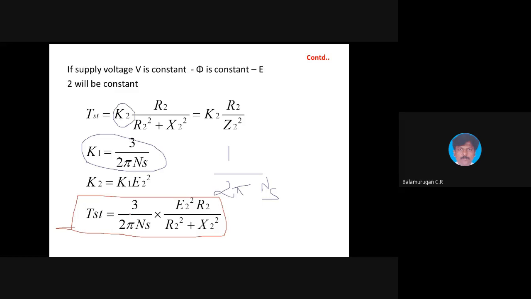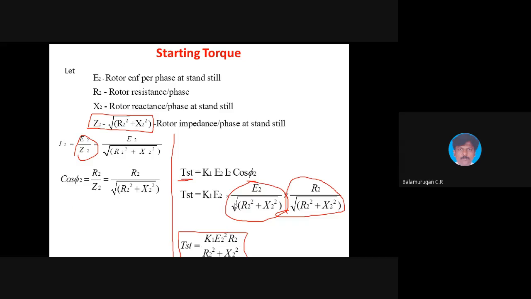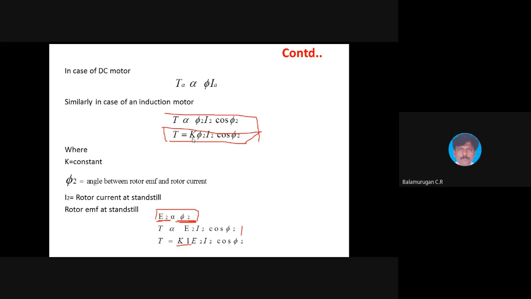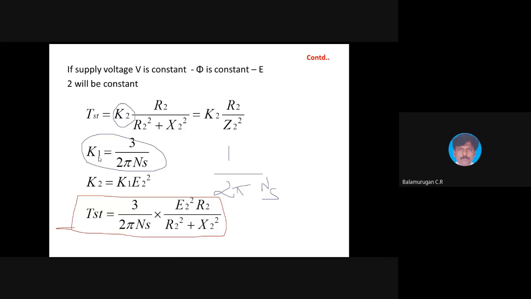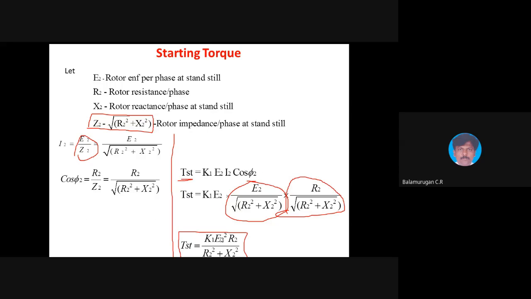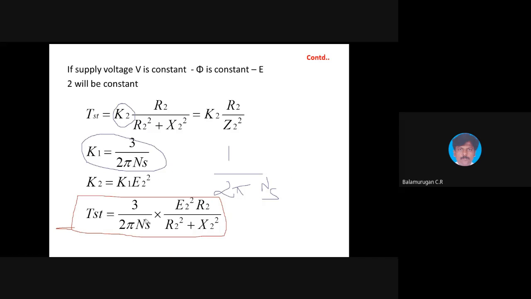If we expand all the constants, this we are calling a constant value. So here you introduce the constants. Generally you will have K, K1, K2. These are the three constants we included. We are worried only about K1 and K2. K1 will be this value, K2 will be this value, and you substitute, you will get the final equation for the starting torque. And you expand all the terms, you will get this final equation. Simplified, it will be K1 E2 squared R2 divided by R2 squared plus X2 squared. And you expand with the constants, you will get the starting torque value. Okay.